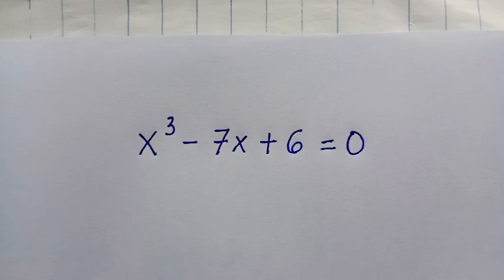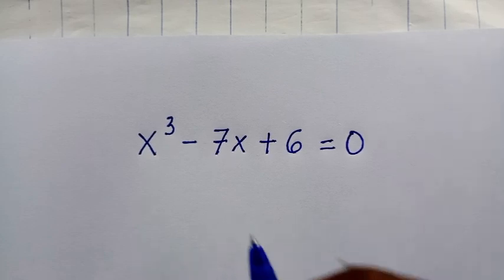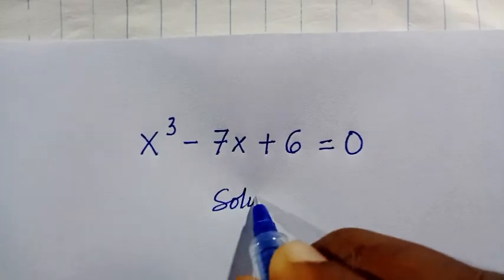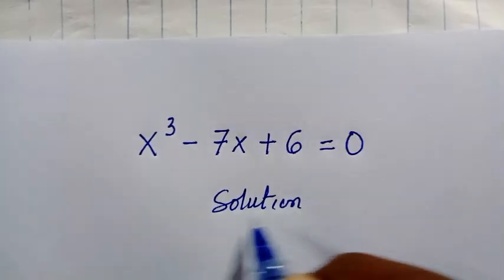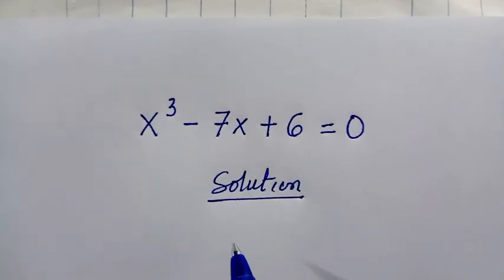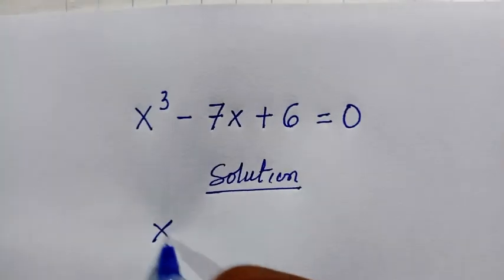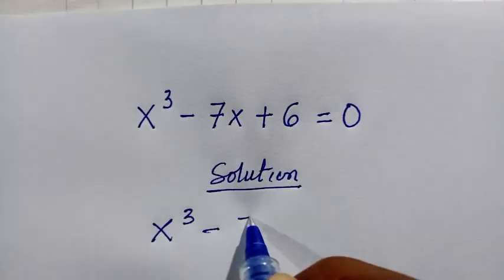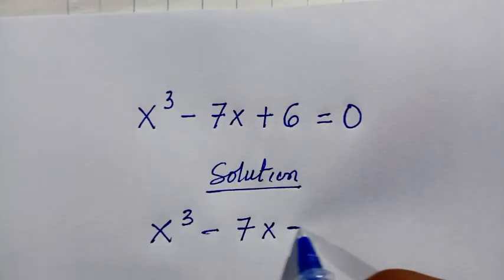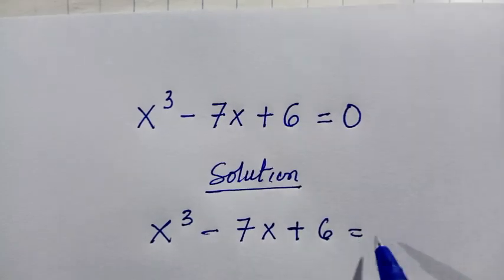Let's see how we can solve these interesting cubic equations in math algebra. Here we have x cubed minus 7x plus 6 equals 0. So let's see the solution first. From the given question, we have x to the power of 3 minus 7x plus 6 equals 0.